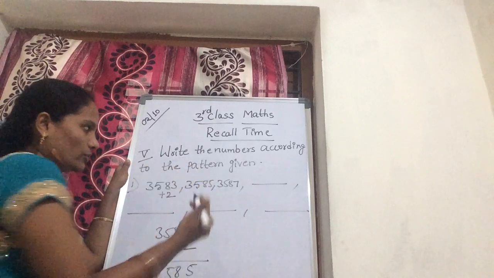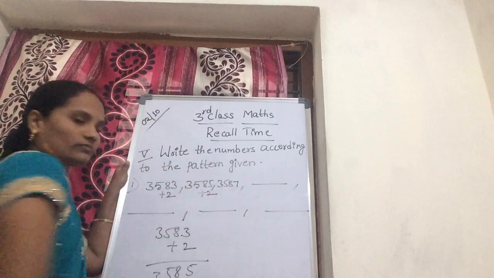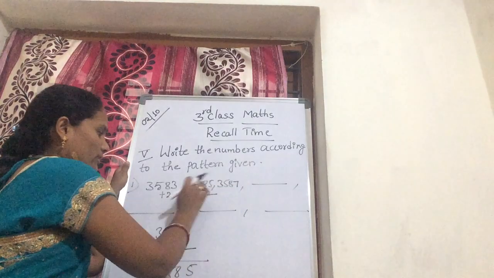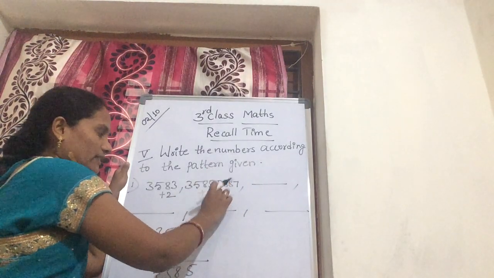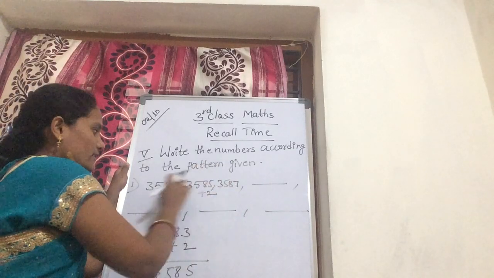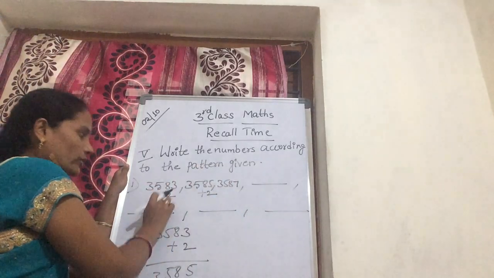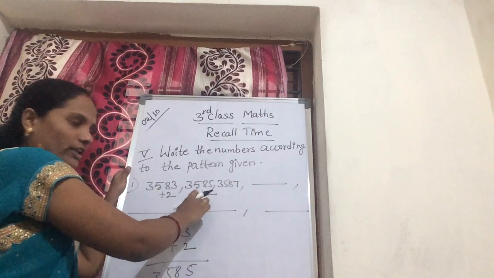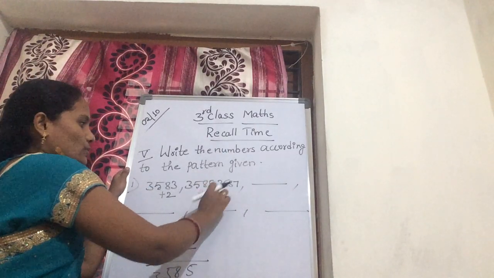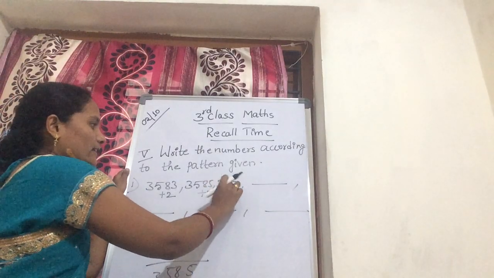3585. Again you add plus 2, you get the next number. 3585 plus 2, which number do you get? The next number. To this given number you add 2, you get the next number. So this is the pattern. Now plus 2, you get 3587.